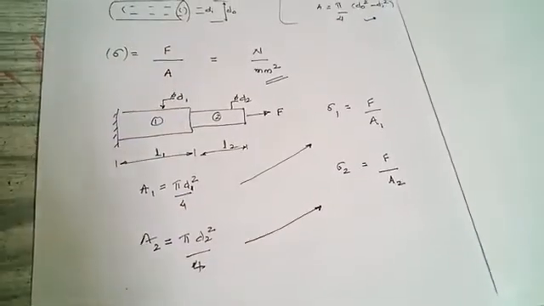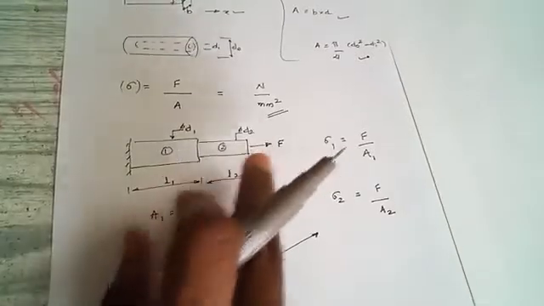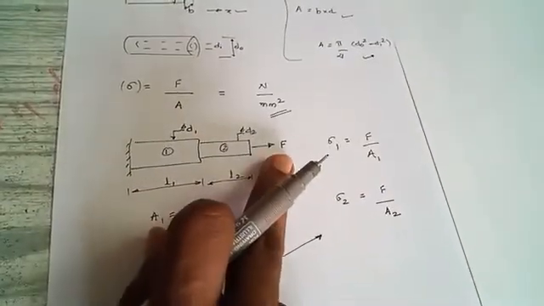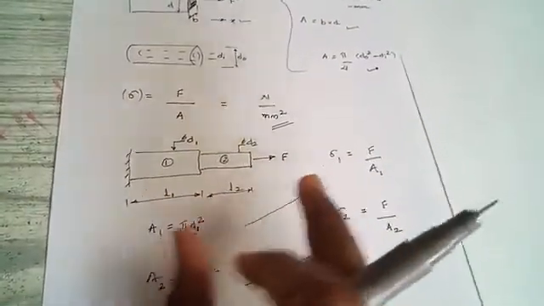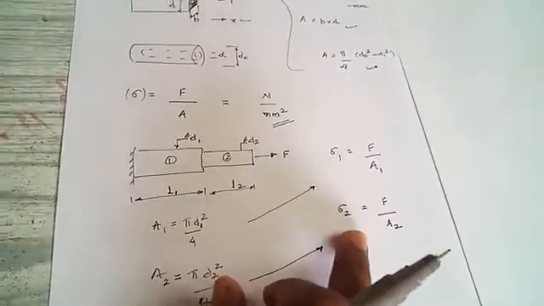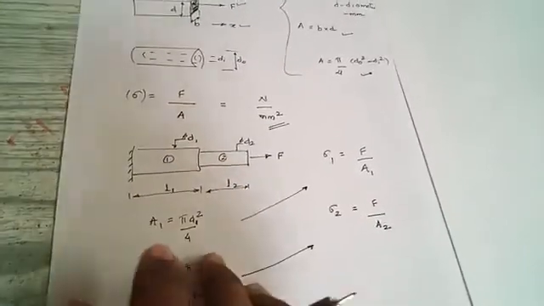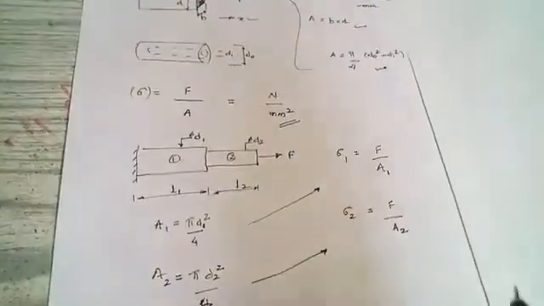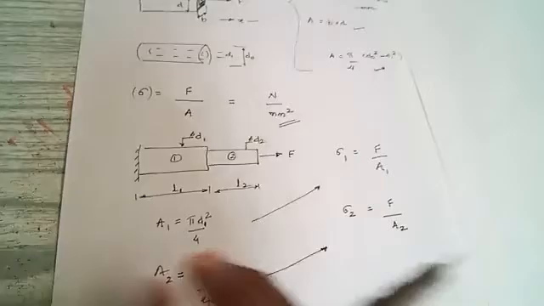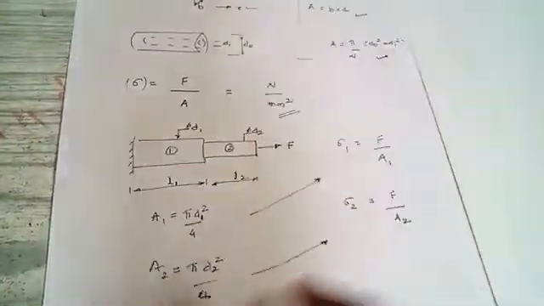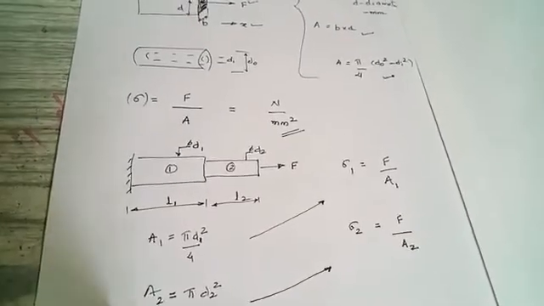So I think you have understood that for a stepped bar, if a single force is acting on the bar, this force is commonly used to find out the stresses for each portion separately. That can be calculated by using the equation F by area. The area of each portion you have to find out depending upon the cross section given in the problem.